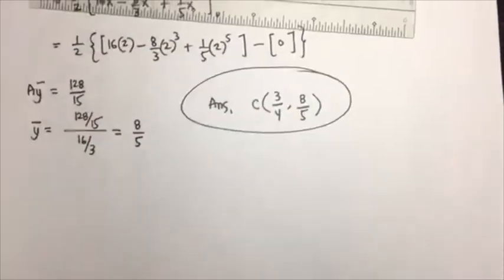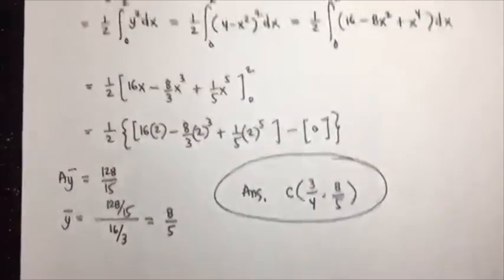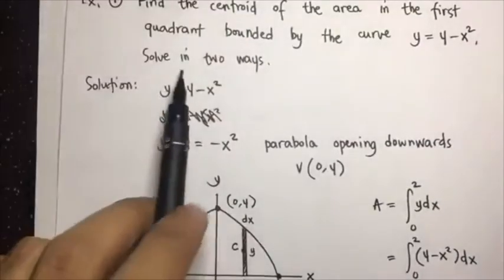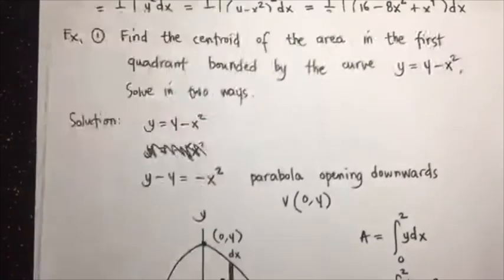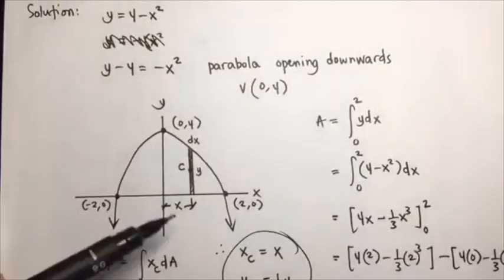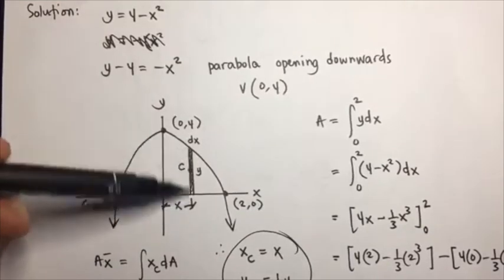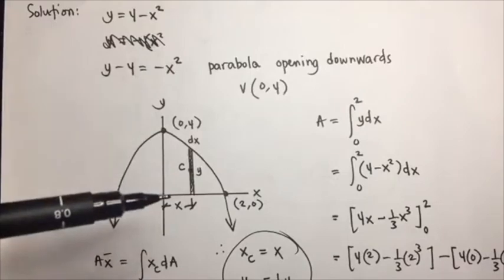Okay, so those are the coordinates of the centroid of the area of that curve in the first quadrant. We said earlier that we can solve it in two ways, by using a horizontal and a vertical strip. Our first method was using a vertical strip, then we can also solve it using a horizontal strip.